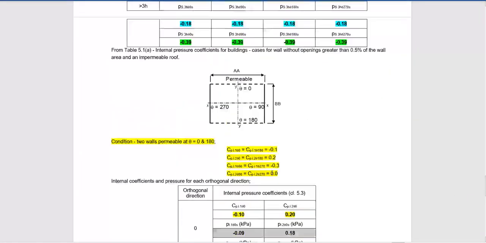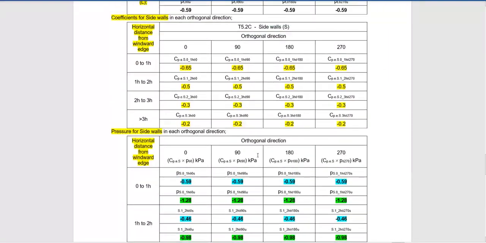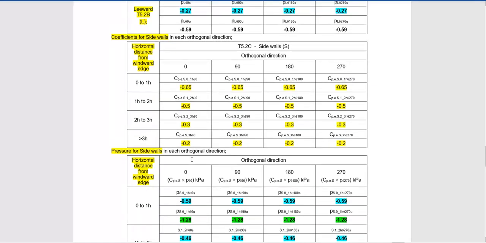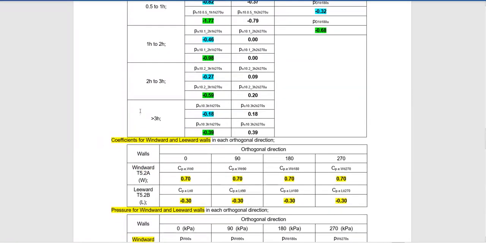In the next video, we are going to get the net pressure, which is the difference between the internal pressure and the external pressure, and then start applying our load back onto a structure in macro slab.